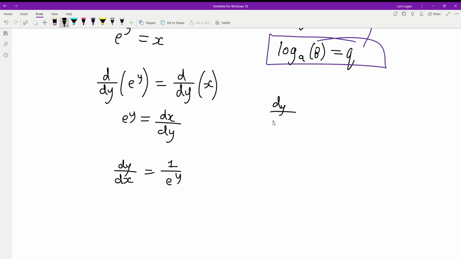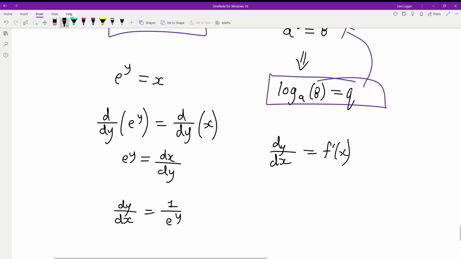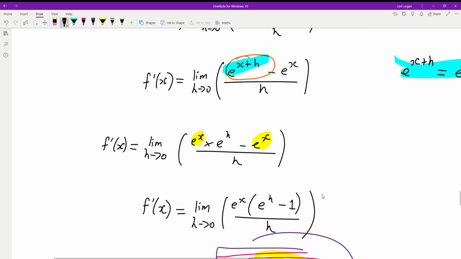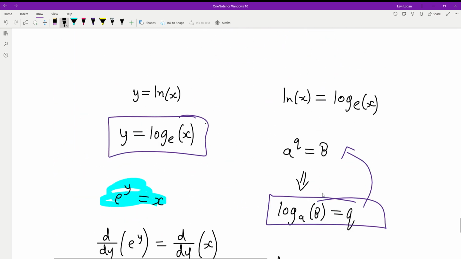Now dy dx is another way for writing f dash of x. Okay? Now we just worked out what e to the y was. It's x. So that means dy dx is 1 over x. So what that means is if you differentiate natural log base e, you're going to get 1 on x. Okay? And that's it for that one. Righto. So we've done sines, cos, powers, Eulers, and logs.